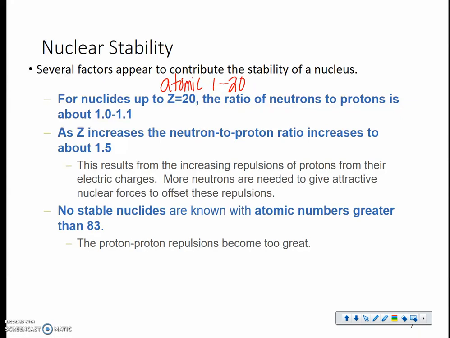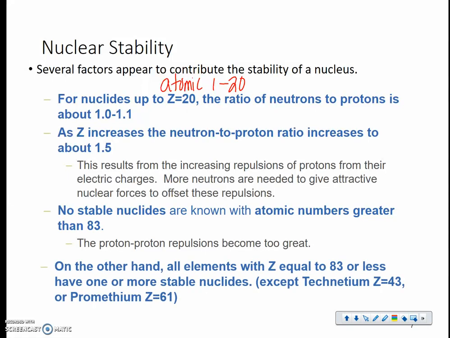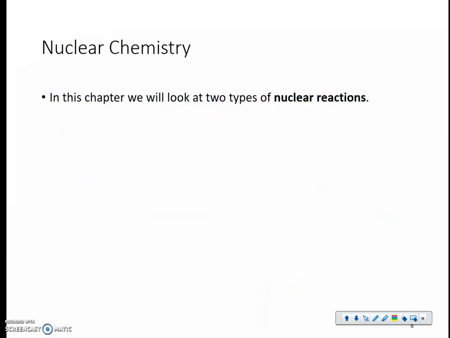Okay, then as we get larger, as we get above 83, there's no stable nuclei because there are just too many protons that repel each other and that strong force can't override that any longer. So if it's 83 or less, they tend to have at least one stable nucleus combination of protons and neutrons. There are a couple of exceptions, but this is a general trend.